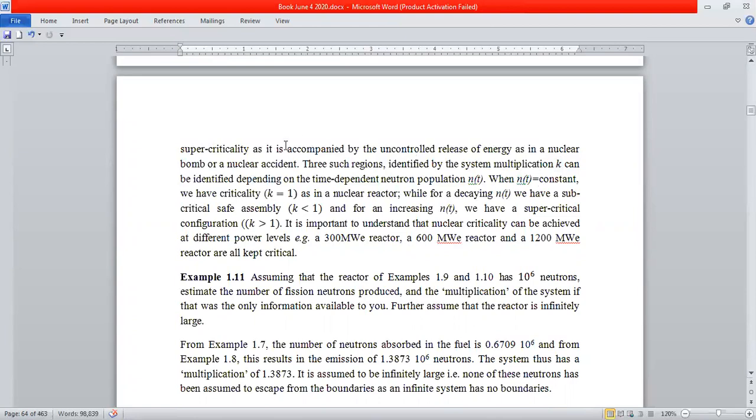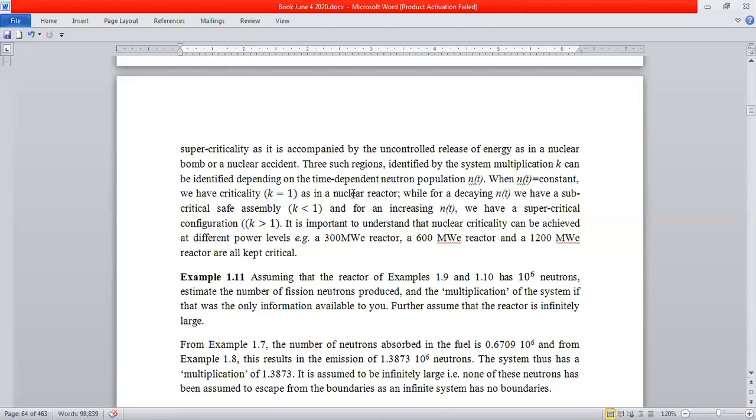So there are 3 regimes we talk about. We have K less than 1, and we call that a subcritical assembly, which is safe because the neutrons are going to die out, they're not going to build. Then you've got K equal to 1, which is criticality. When the multiplication of your system is K equal to 1, then the time-dependent number density is constant. And so you have a critical situation. And that is how you design a nuclear reactor.